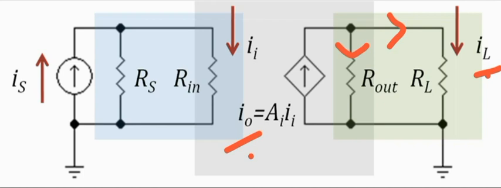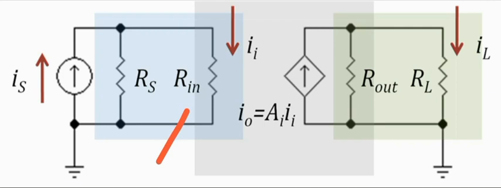So that is how you can explain the working of the current amplifier through its equivalent model. So remember, in a current amplifier, input resistance is very low and output resistance is very high. An exercise for you would be to draw and explain the equivalent model for a voltage amplifier.